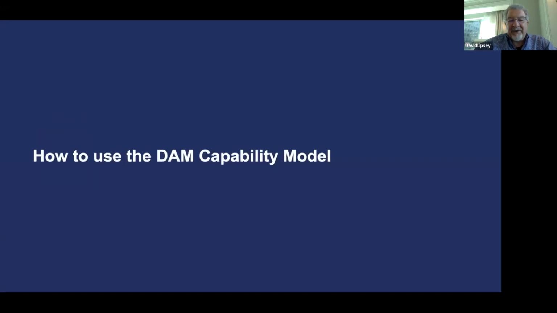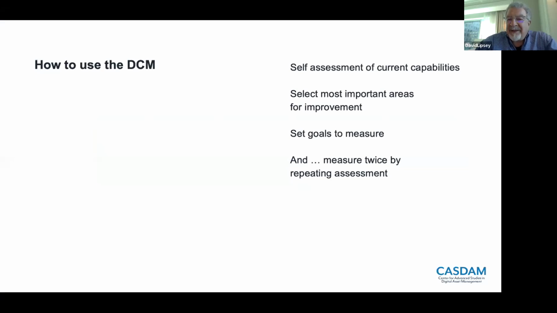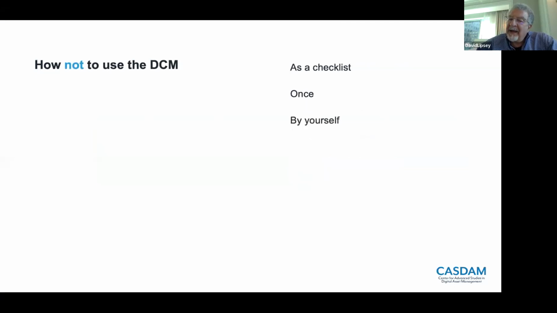And speaking of how to use the capability model, it's a self-assessment of current capabilities. We can use this to select the most important areas for improvement. We set goals to measure, and we always measure twice. And there are some things about how not to do this. When Carnegie Mellon invented maturity models, now called capability models, these were not intended as a checklist. They're not intended to be used once. They're intended to be revisited. Like DAM itself, these are living, kinetic, growing organisms that develop new geometries as time goes by. They're not designed to be used by yourself.